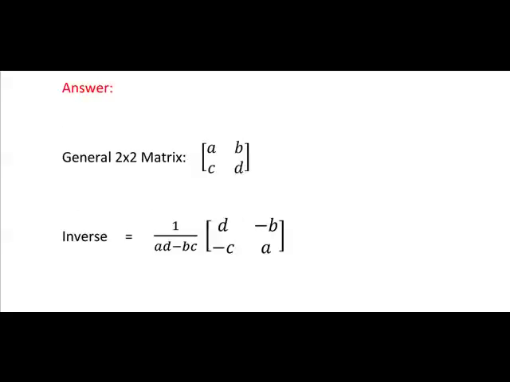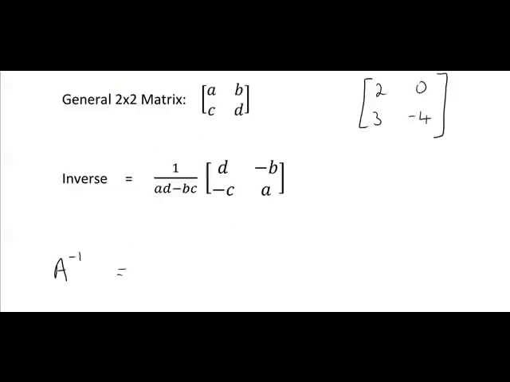First, we'll just take a look at the general approach to finding the inverse of a 2x2 matrix. So given the general 2x2 matrix represented by A, B, C, D, to get the inverse, it's 1 over AD minus BC, or 1 over the determinant. A and D swap positions, while B and C change signs. So we'll apply that to the matrix we have here.